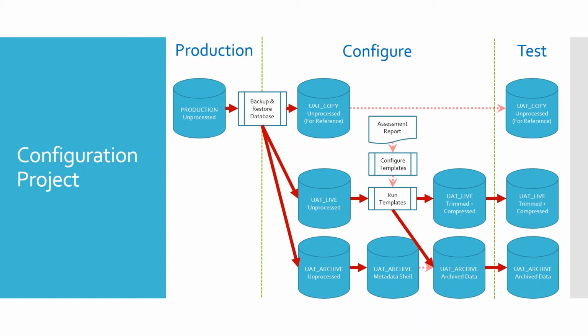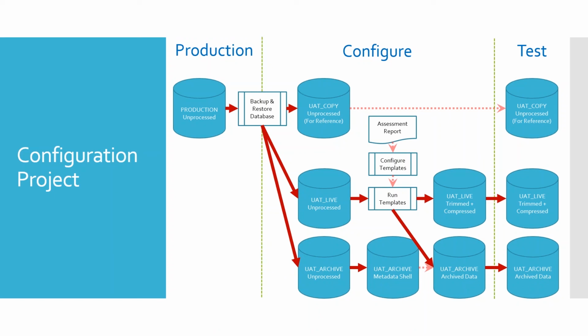When we run the templates, this is when we take that UAT live and create now a UAT live that now has trimmed and compressed data. All right, so it's the slimmed down version of UAT live. And at the same time, it takes the data from UAT live and moves it into UAT archive, right? Remember that we originally just had a shell, and now we're going to move the data into it because it now already has the table structures and everything already.